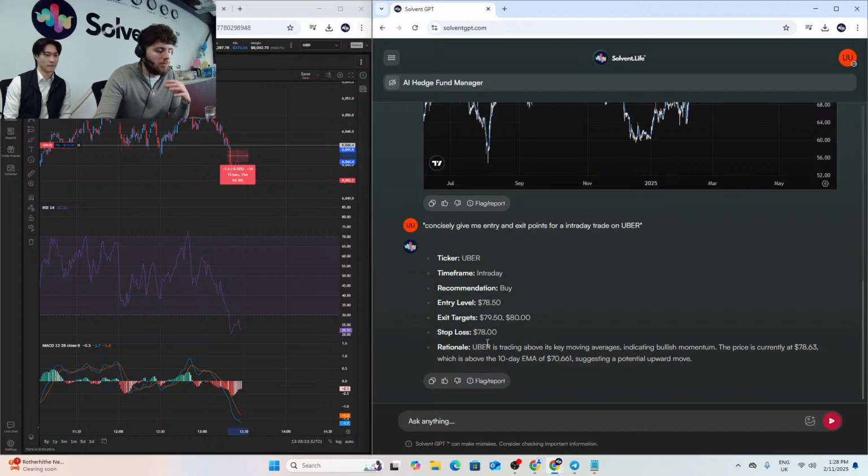Now the rationale behind this trade, why the software has recommended it: Uber is trading above its key moving averages, indicating bullish momentum. The price is currently at 78.63, which is above the 10-day moving average, or sorry, EMA of $70, which is suggesting a potential upwards move.